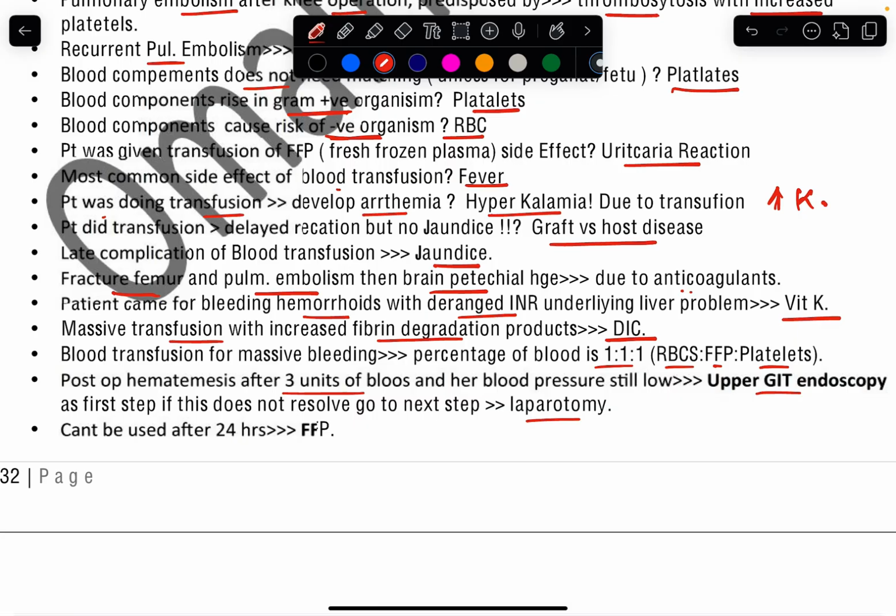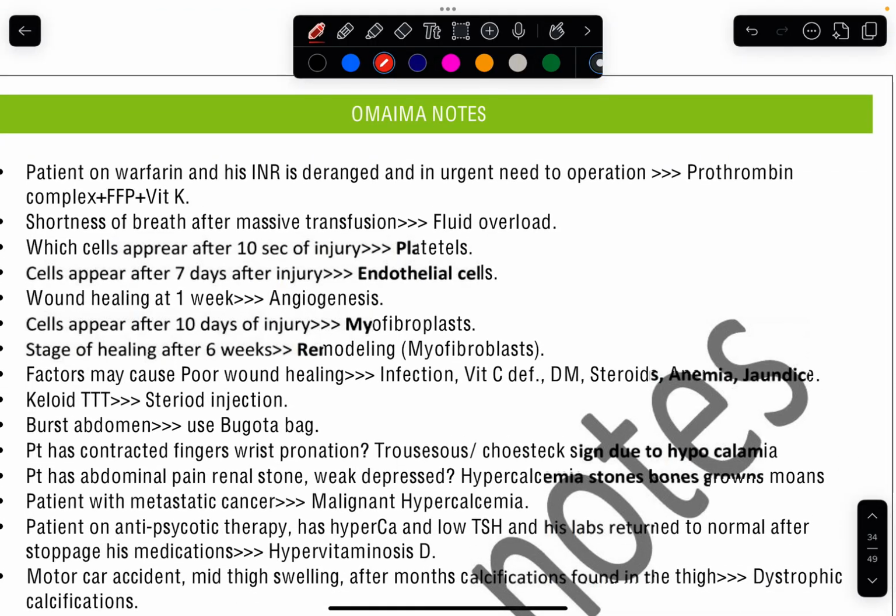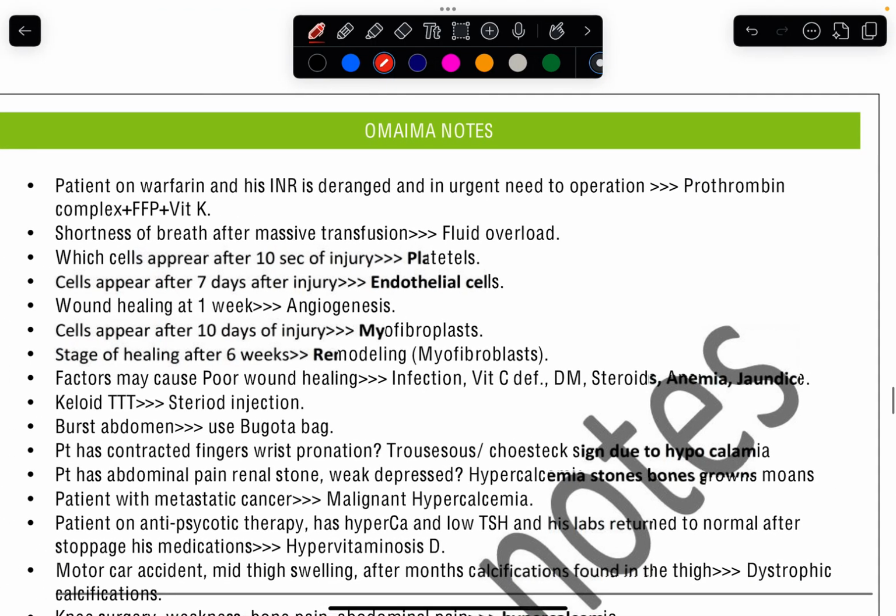If it does not resolve, go for laparotomy. Can't be used after 24 hours, fresh frozen plasma. Patient on warfarin, INR is deranged. Operation.